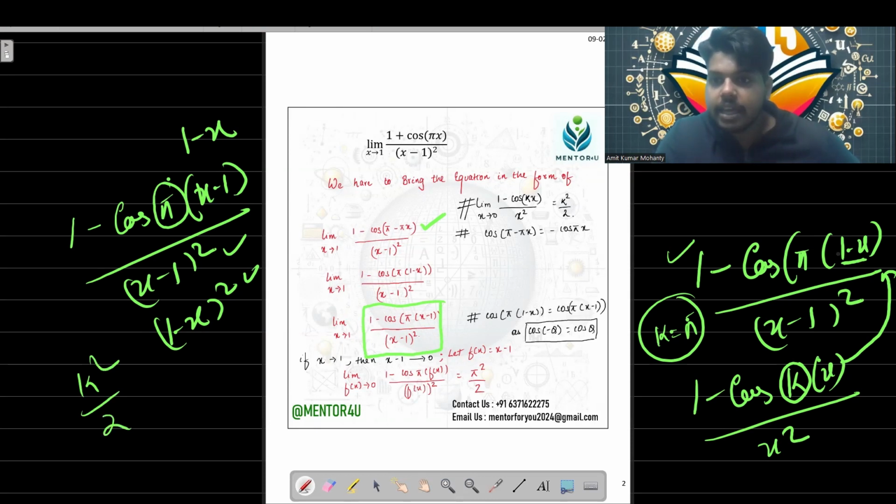In this expression, what is k? k is the value π here. You can see this is the value of k. So the answer will be k square by 2, which in this case is π square by 2. I hope this is clear.